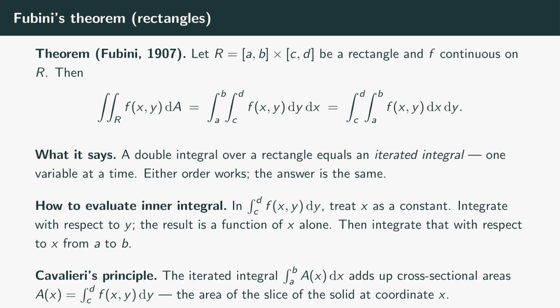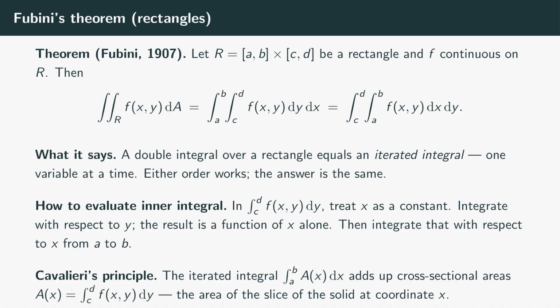How does the inner integral work? In the integral from c to d of f of x, y, dy, you hold x fixed, treat it as a constant, and integrate f as a function of y alone from c to d. The result depends on the value of x you held fixed. Call it capital A of x. Then the outer integral is just the integral from a to b of A of x, dx, an ordinary single variable integral.